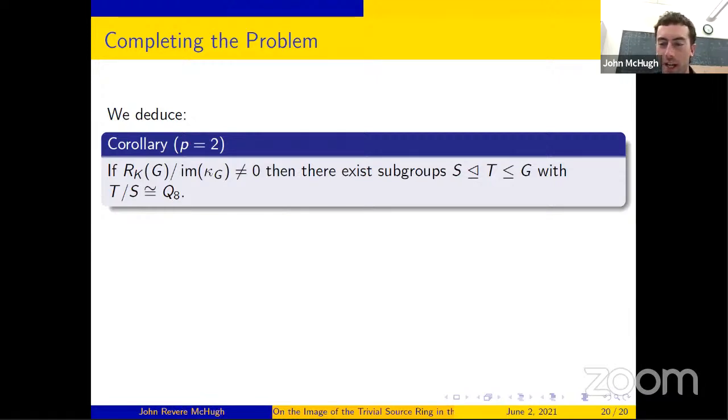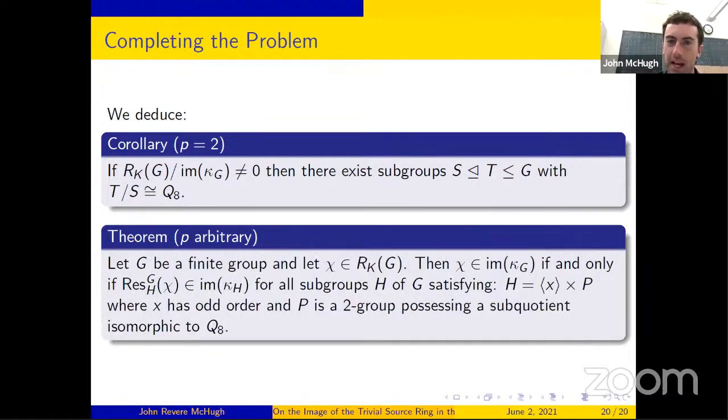And finally, putting it all together, it's not hard to prove that there's a detection theorem for determining when a character in RK of G is in the image of kappa. So it depends on restricting it to all subgroups H such that H is of this form: a direct product of a cyclic group of odd order and a 2-group that possesses a subquotient isomorphic to Q8.